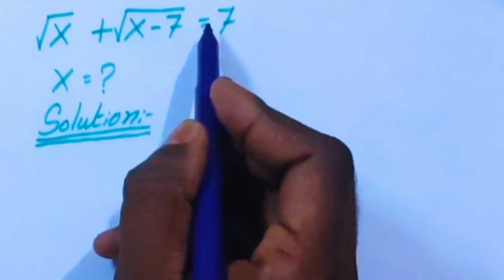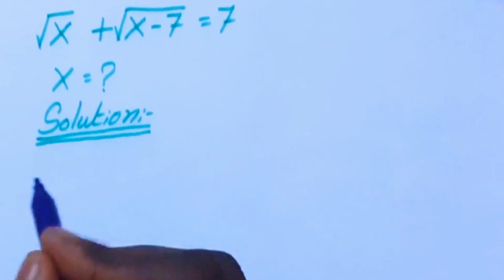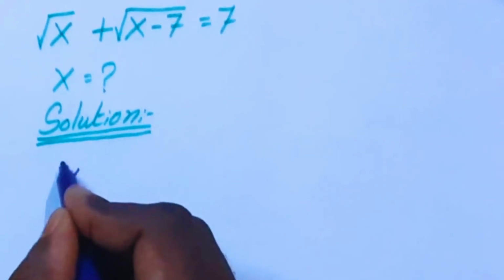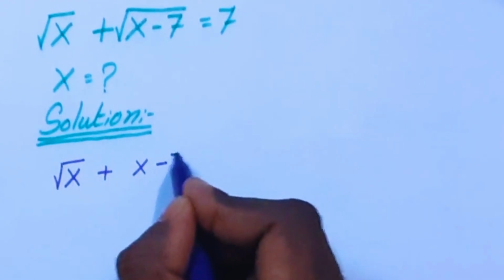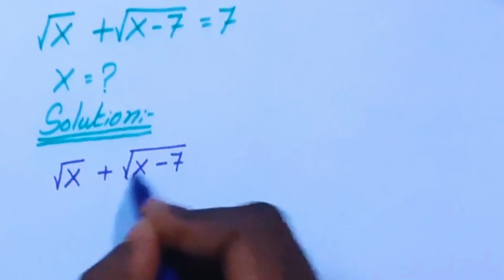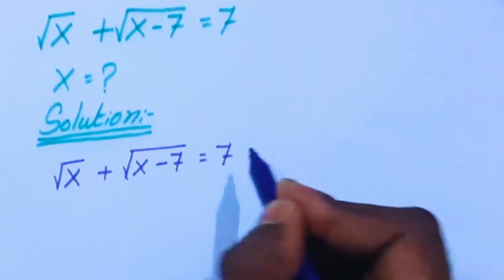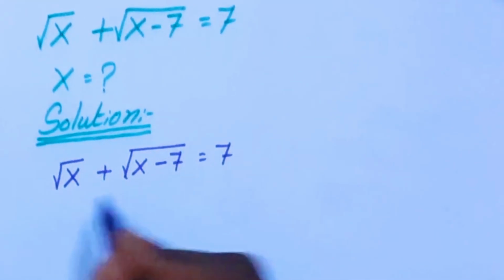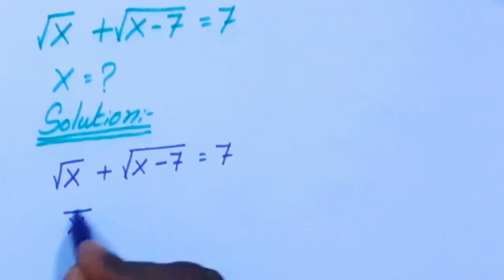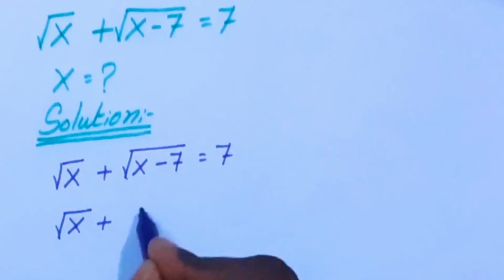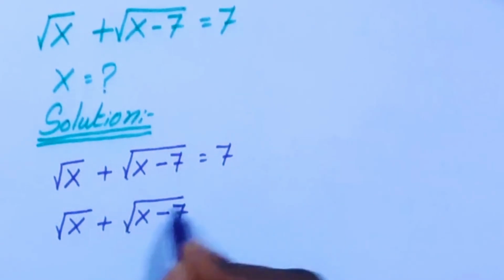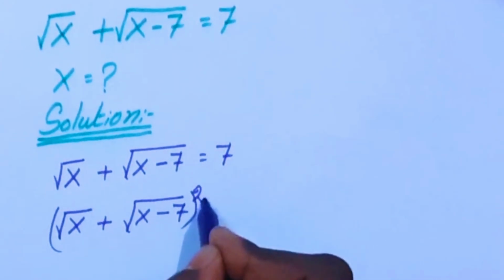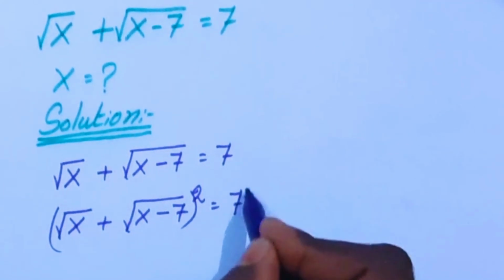Today we are going to solve this problem to find the x value. Solution: square root of x plus square root of x minus 7 equal to 7. Now we are going to take a square on both sides. So (square root of x plus square root of x minus 7) whole square in left hand side, 7 square in right hand side.